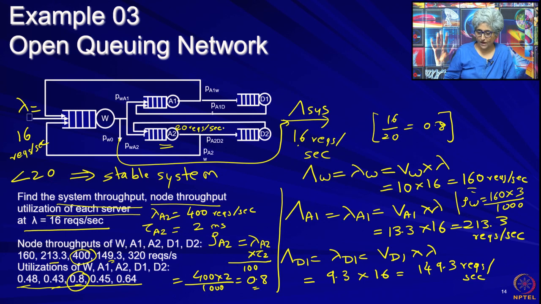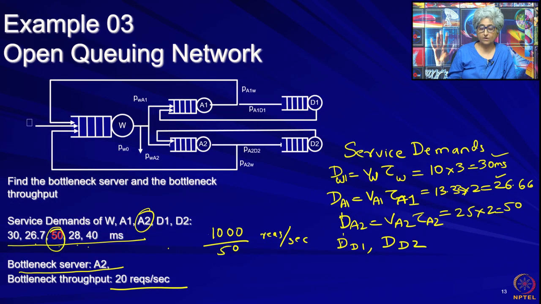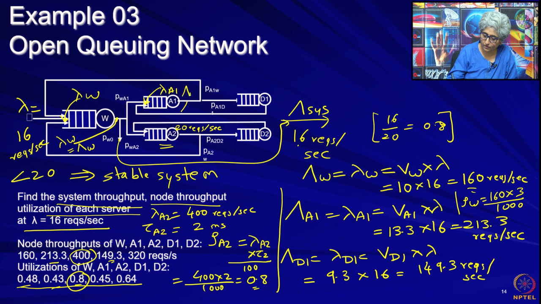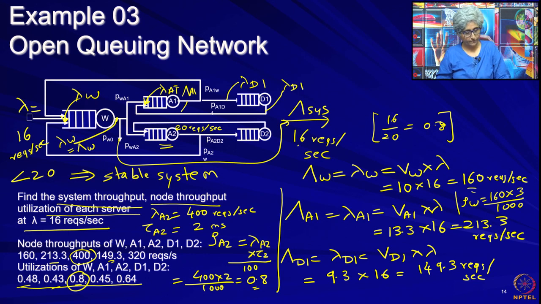Now, what did we find out? We found the bottleneck server, the bottleneck throughput, and the node throughputs, which are also the arrival rates, because this is a stable system. For example, the total arrival rate here was lambda W, and the throughput here is also lambda W. Similarly, the complete arrival rate here was lambda A1, and the throughput was also equal to the arrival rate. This was lambda D1, and what goes out here is also lambda D1.